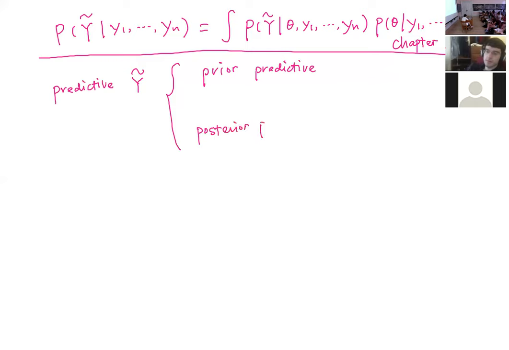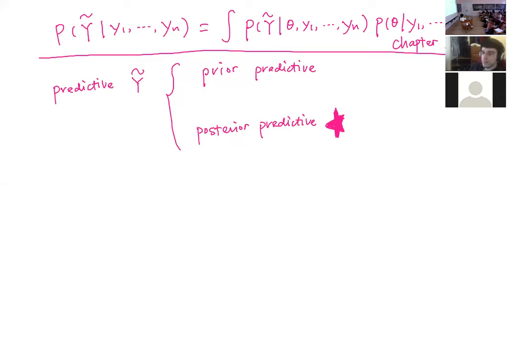And the second one is the posterior predictive. Okay. And you notice that if you have done the reading for this chapter, and as we go on, we always just do the posterior predictive. Okay. And so let me explain the difference between these two, and then maybe we can all have a short discussion about which one you think makes more sense.